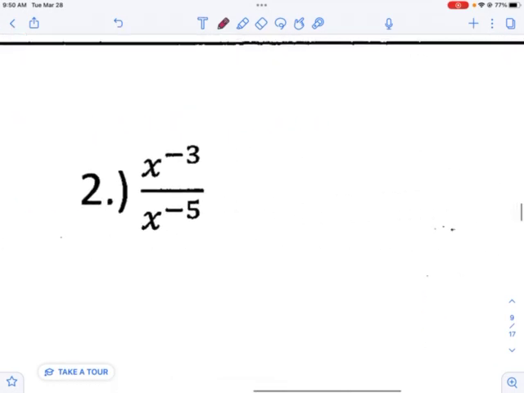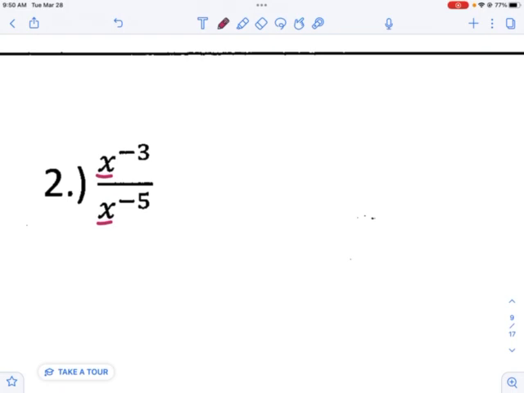Number 2, so I have like bases. I also have negative exponents, but I'm going to show you that I can still use the quotient rule. I can say x to the negative 3 minus negative 5. Don't worry that that is a negative in the denominator. I know my 2 pencil mark trick: when I subtract a negative, I'm really adding.